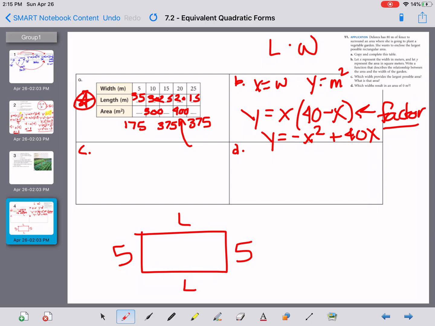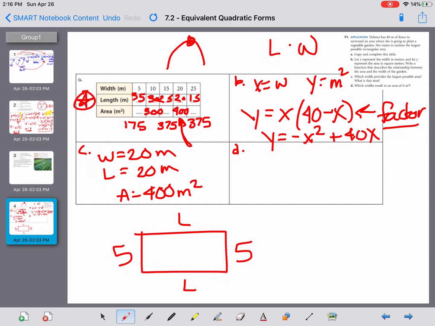If I'm looking for C, so if C is asking for which width provides the largest possible area, well, that would be the vertex of the parabola, meaning it's the high point, so that's going to be the highest piece. Luckily, it's on our table already. So the width I would use would be 20 meters. And then what would the area be? Well, that means the length has to be 20 as well. So then my area is 400. Let's use some units to be mathy on that. 400 meters squared. That's the most I can get.